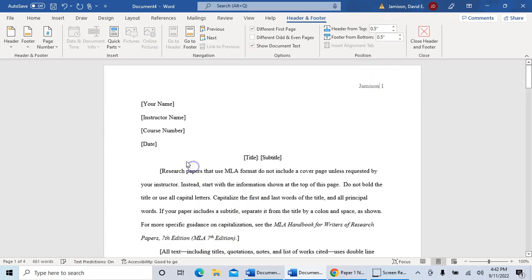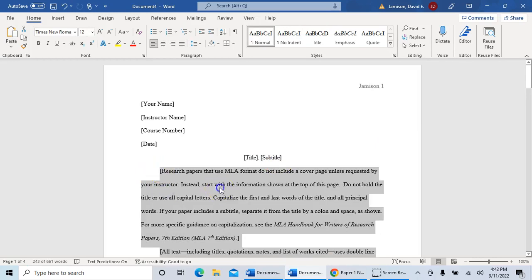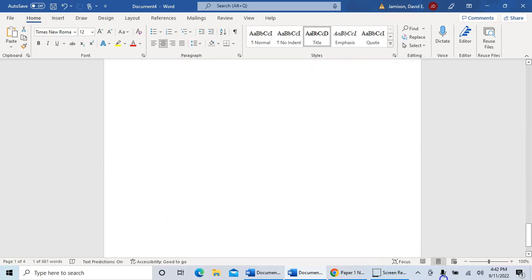But yeah, just put in your name, your instructor name, course number, date, title. You probably don't have a subtitle, that's fine. And then delete all the rest of this and replace it with your own stuff. So in the future, we'll try to turn in everything in MLA format so that it's formatted correctly.